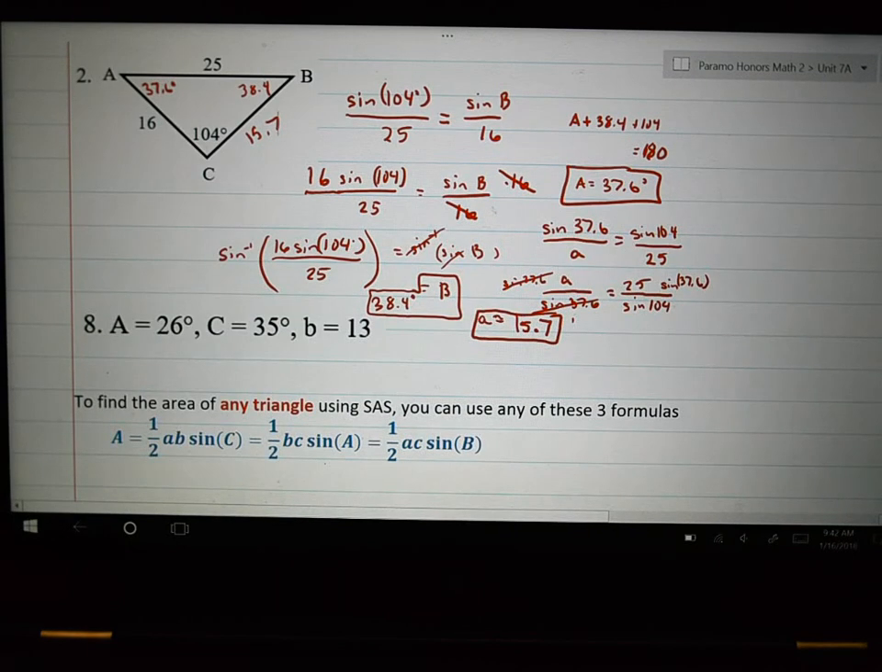Number 8 is very similar to that, except they don't give us a picture this time. Well, just like I told you before, the angle being the big letter is always going to be across from the little letter. So we can go right into it.